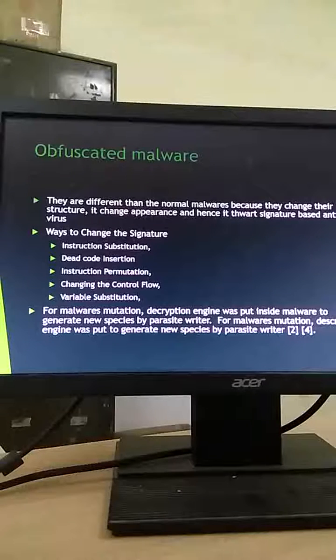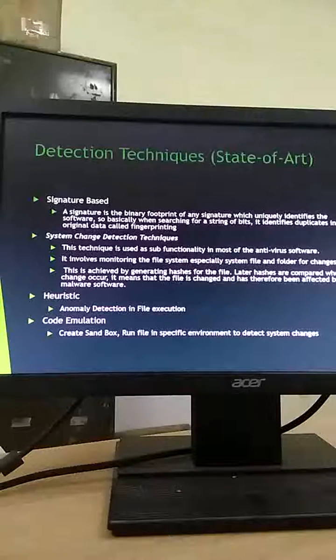So one specific malware will have thousands of signatures. For malware mutation, what they do is that with the actual code they attach a decryption engine, and this decryption engine creates mutated viruses, and that's why it has thousands of malwares.